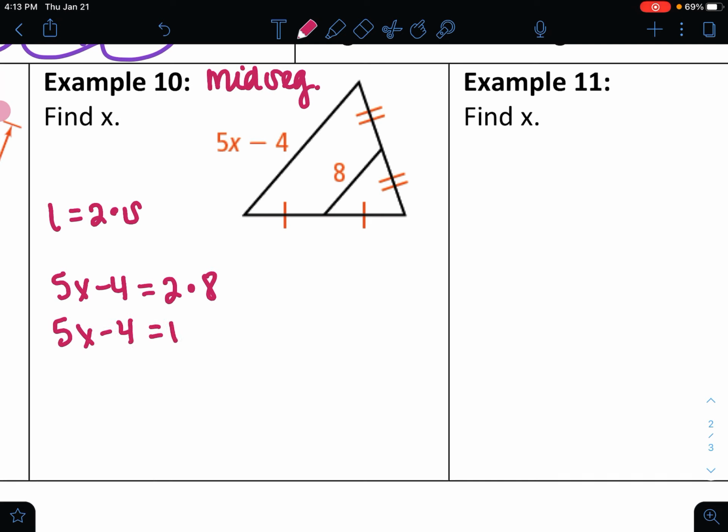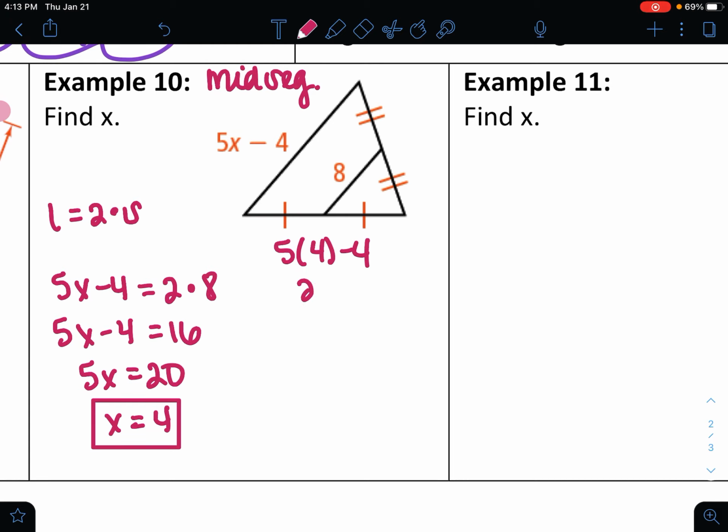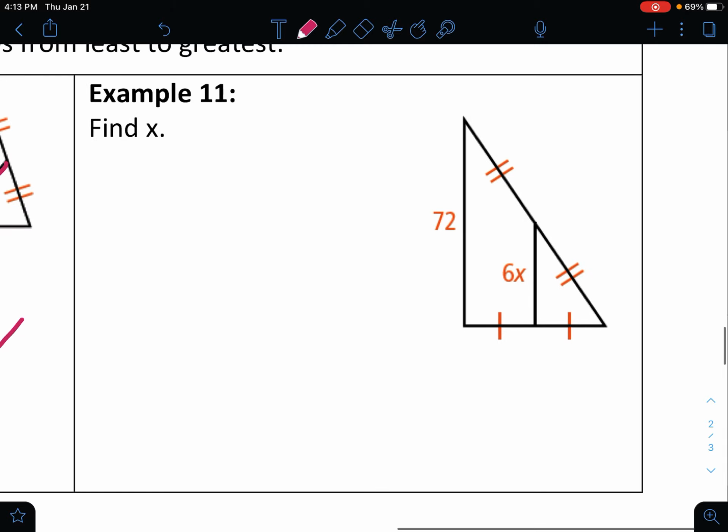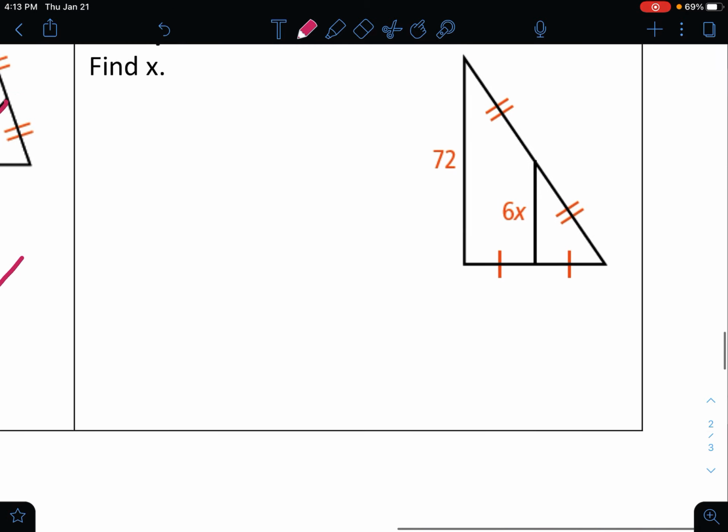So 5x minus 4 equals 16. You can solve it using nsolve, or you can solve it by hand. I'm going to solve it by hand real quick. And then we get x equals 4. And of course, you want to check your answer by plugging it back in. So 5 times 4 minus 4, that would be 20 minus 4, which would be 16. And this was supposed to be 16 because this is supposed to be half of 16. So we did good.